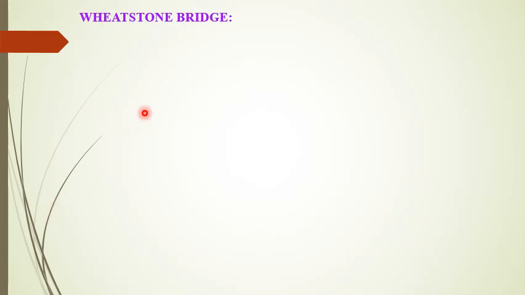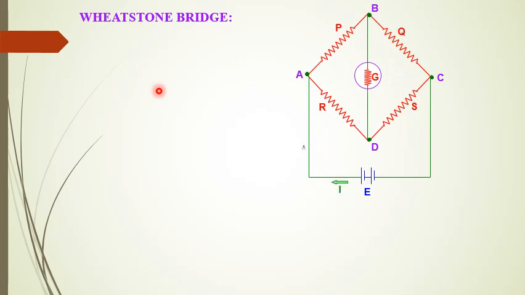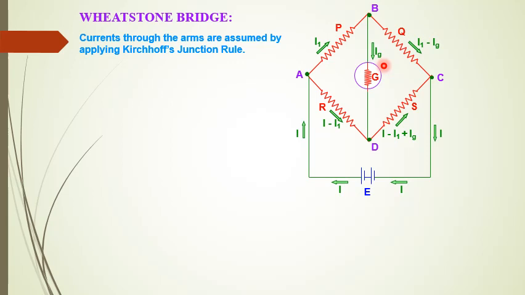Wheatstone bridge. As we can see in the circuit diagram, there are four resistors P, Q, R and S, and the current direction is shown as it is mentioned in the diagram. Current through the arms are assumed by applying Kirchhoff's junction rule.